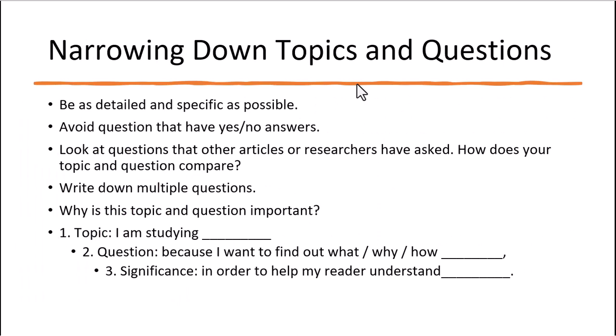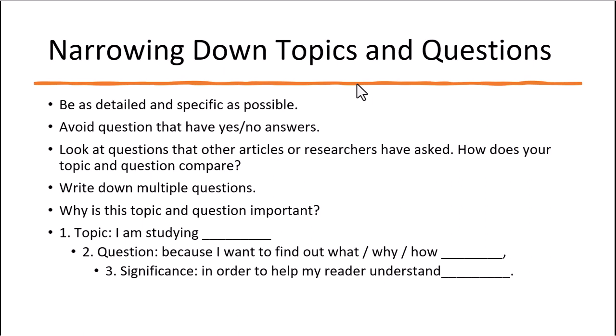We need to be as detailed and specific as possible with both our topic and question. We also should avoid questions that have a yes or no answer. So things like, does this happen? Are people doing X, Y, or Z? Those sorts of questions tend to have yes or no answers, and we want to avoid those questions. Instead, we should ask questions around how, what, why, etc.